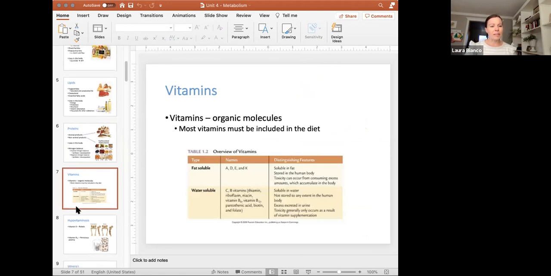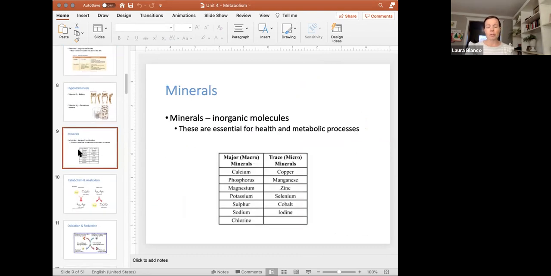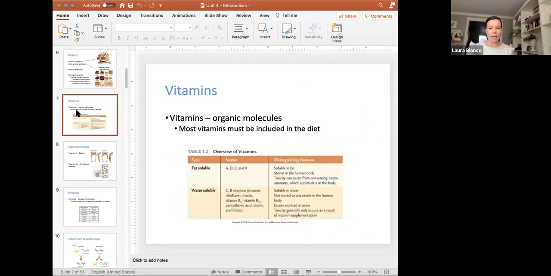And then vitamins and minerals. So one big difference between vitamins and minerals is that vitamins are organic molecules, whereas minerals are not. They are inorganic. And a lot of vitamins need to be included in your diet in order for you to have an adequate amount of them.